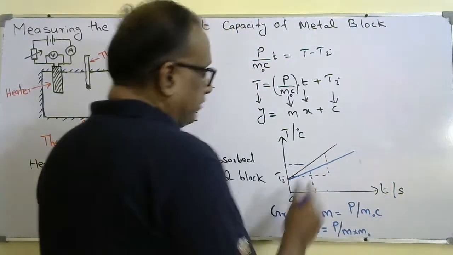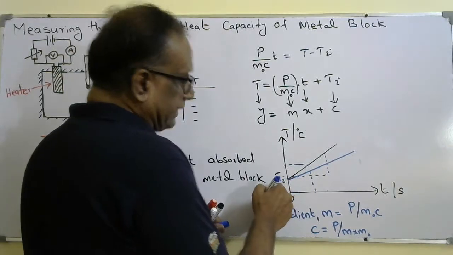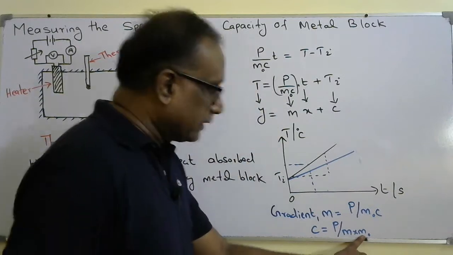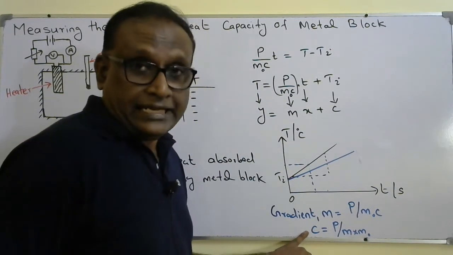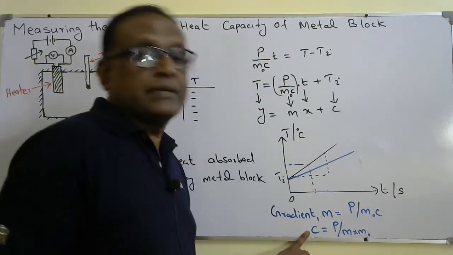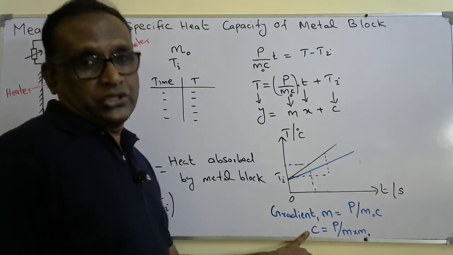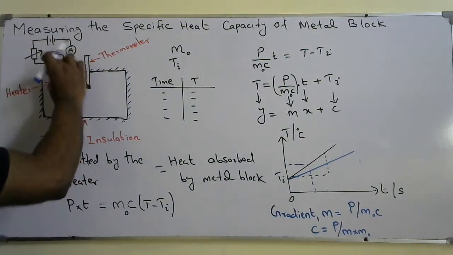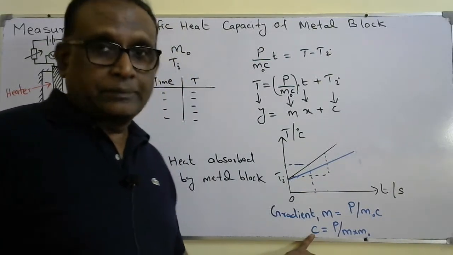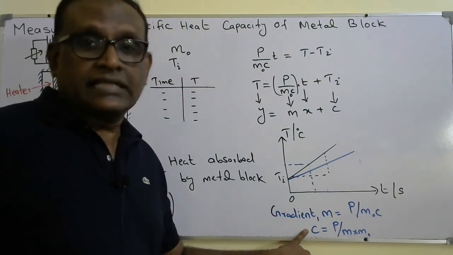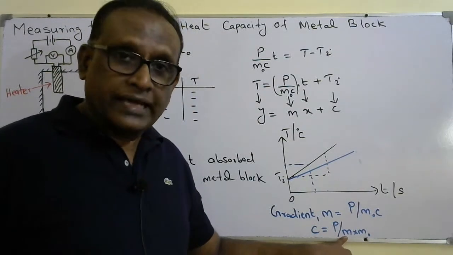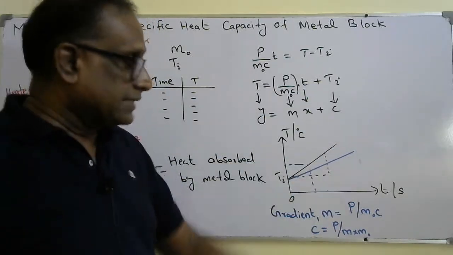You will have a graph with the same initial point Ti, the initial room temperature. The gradient of the graph will become smaller, so the value calculated through the experiment will have a larger specific heat capacity than the actual value. When a portion of the heater is outside the metal block, the specific heat capacity calculated using the practical will be larger than the actual value, because the gradient is going to be smaller than the actual value. The slope will be less.